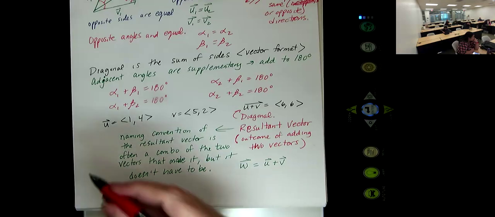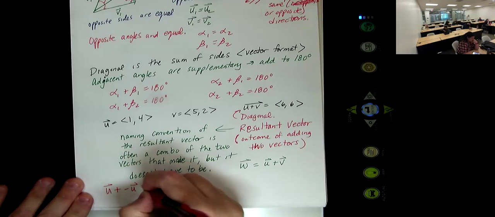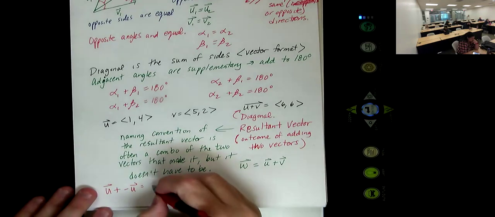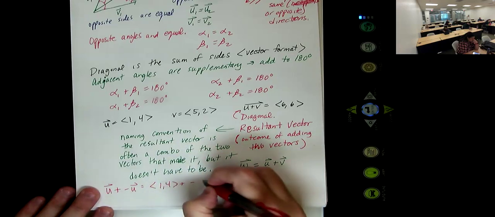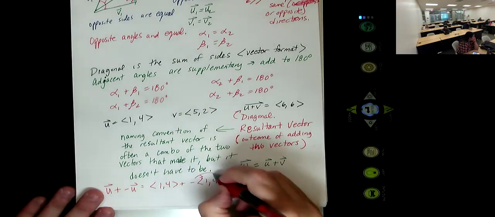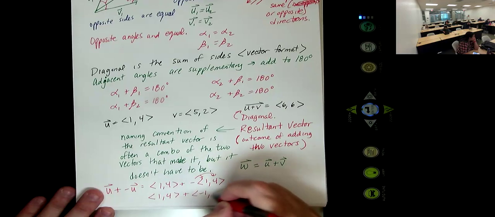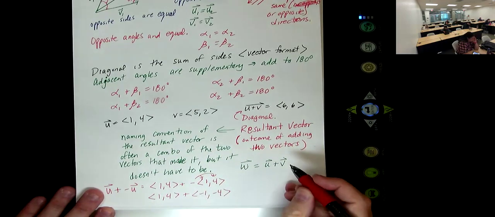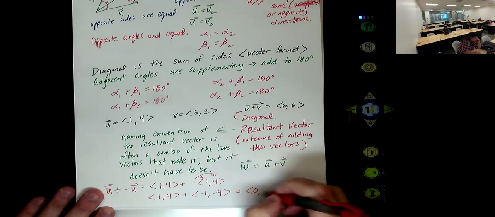And if I add u plus negative u, 1, 4 plus negative 1, 4, I can kind of move the negative inside and treat this as 1, 4 plus negative 1, negative 4. And if I add those up, I get 0, 0.